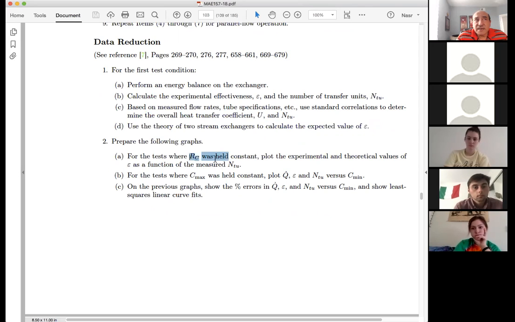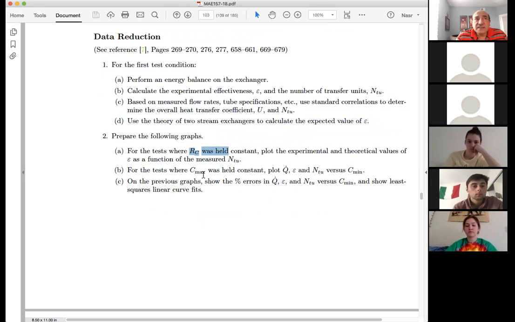And then the graphs that are needed for the report. First, we held R sub C constant. R sub C is the ratio of the hot stream to the cold stream. So we held that constant in the first test, and we kept them in sync as we changed the flow rate. So for that particular test, we want to plot the experimental and theoretical value of epsilon as a function of NTU. So that's the first requirement.